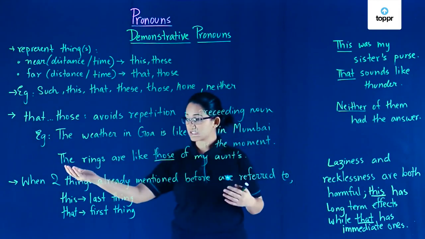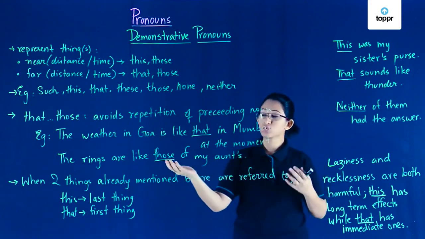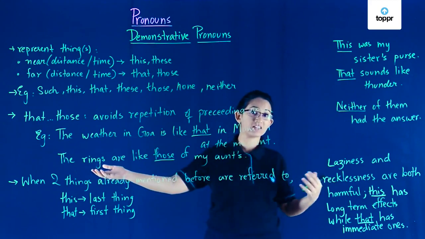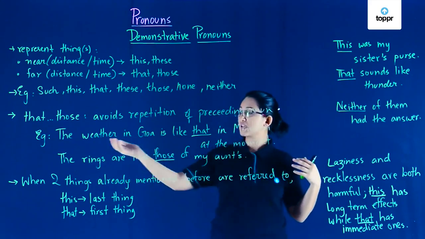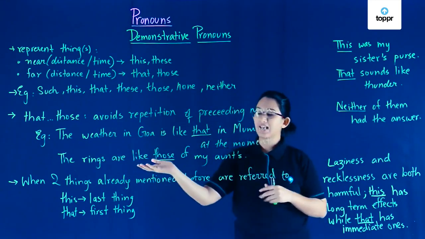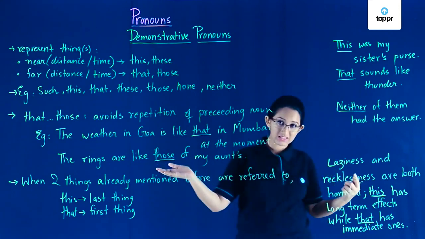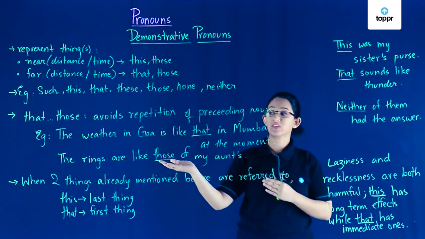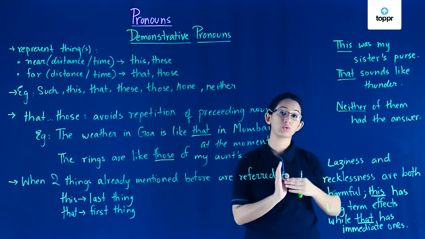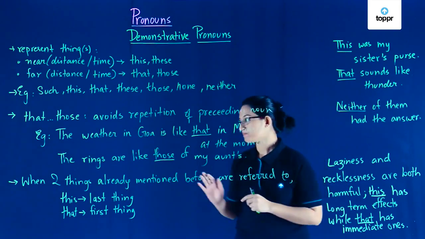So let's take a look at another example. We have, the rings are like those of my aunts. Again, here we're using those because we have the plural form of the word ring, right? So we have rings, therefore we use those. Here we had weather, which was singular, so we used that. So the rings are like the rings of my aunts. Instead of using the rings twice in the sentence, I have replaced the rings with those. So using demonstrative pronouns can be helpful when you want to avoid repeating a particular noun in a sentence.